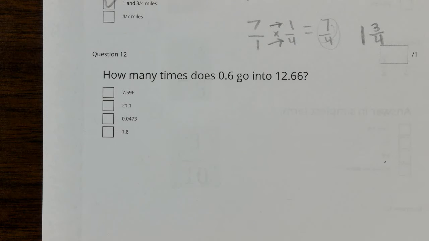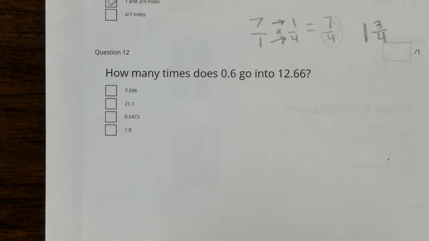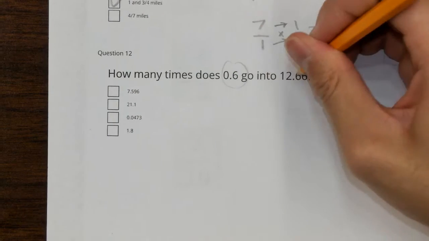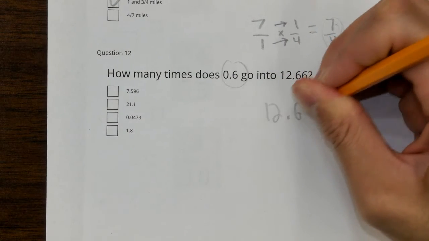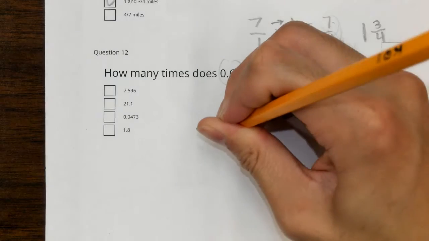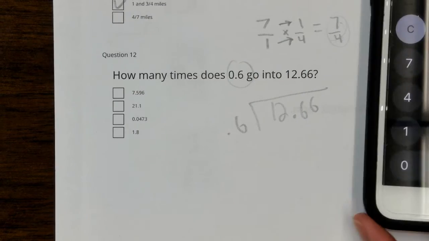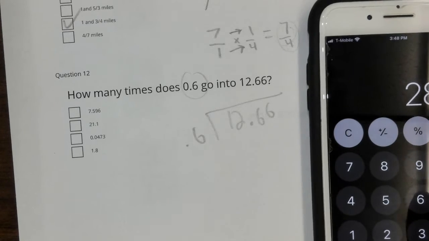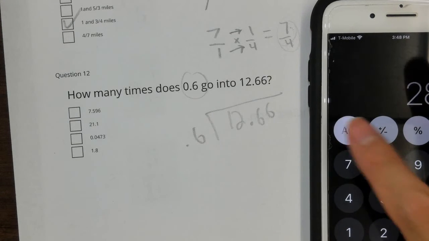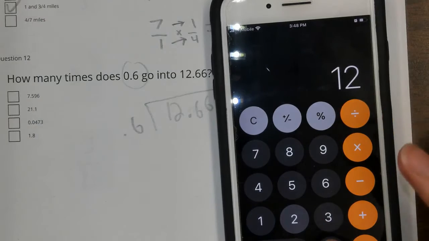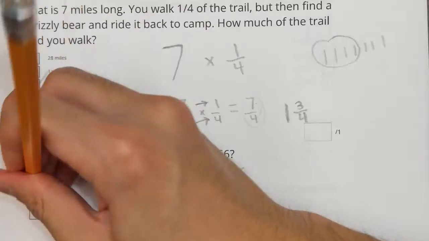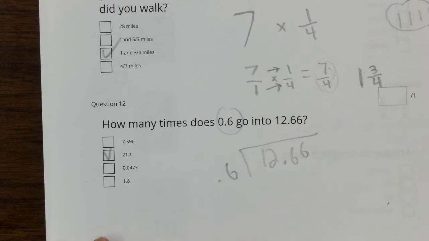Number 12, how many times does 0.6 go into 12.66? That's just a division problem. How many times does this go into this? You just divide. Okay, that's all it is, but I'm going to use my calculator for this. 12.66 divided by 0.6 is 21.1. Boom. Just use your calculator.